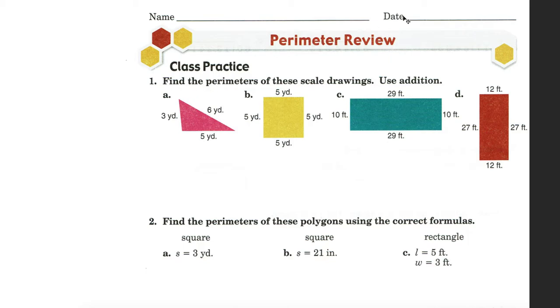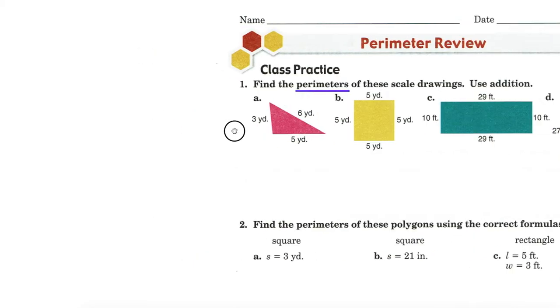All right, so number one, find the perimeters of these scale drawings. Use addition. So you guys remember, whenever you look for a perimeter of a shape, all you're doing is just adding up all the sides. Okay, that's all you're doing for perimeter. Very straightforward. So for a, let's do an example question here.